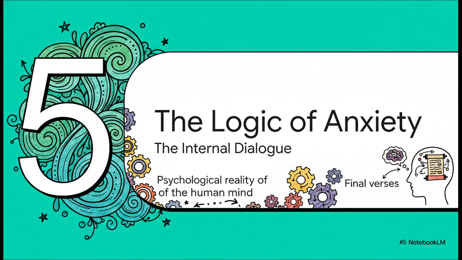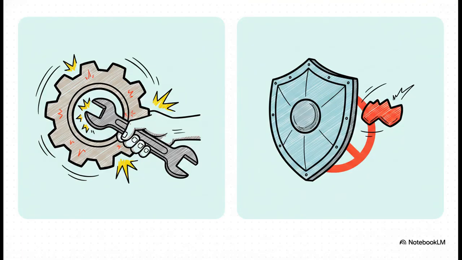Section 5. The logic of anxiety, the internal dialogue. The Greek verbs here are actually fascinating. Back in verse 25, the command is a present imperative, which functionally tells the reader to stop an existing state of anxiety. But then, down in verse 31, it shifts structurally to an aorist subjunctive, which warns against even starting the process. It's a really subtle linguistic shift from addressing an ongoing habit to just cutting it off before it even forms.